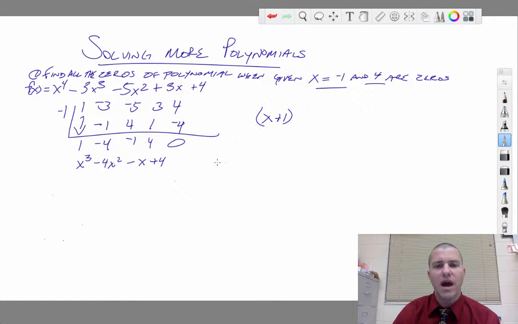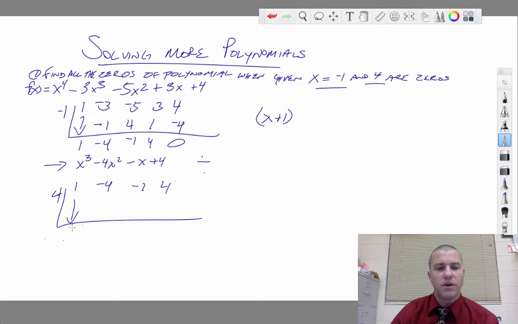And what I can do now is divide that by my other root or 0, x minus 4, and then it will get it down to a quadratic. So what I'm going to do is I'm going to take that second 0 and put 4. So pay attention that these are the numbers that I'm using here because those are the x values. So I have 1, -4, -1, and +4. I'm using these coefficients now, and I'm bringing this one down.